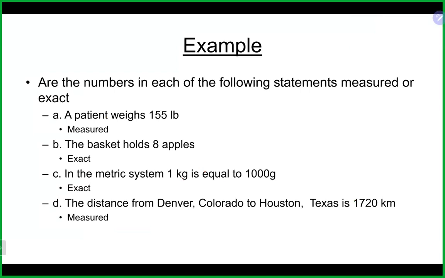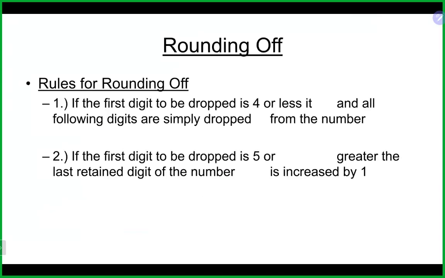Obviously, there's a difference between measured and exact. If you weigh somebody, that is a measurement, so that would be a measured value. Counting 8 apples would be exact. 1,000 grams in a kilogram is an exact number. And the distance to Texas is 1,720 miles. That would definitely be measured.